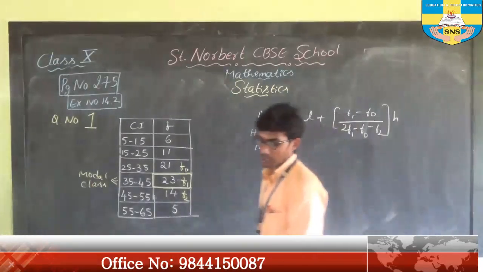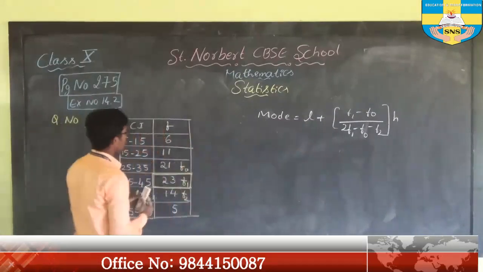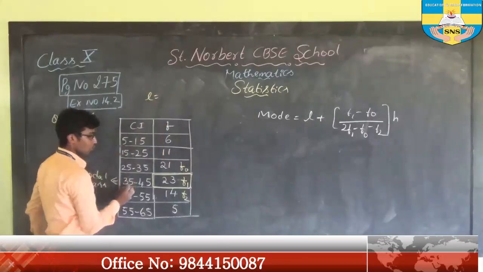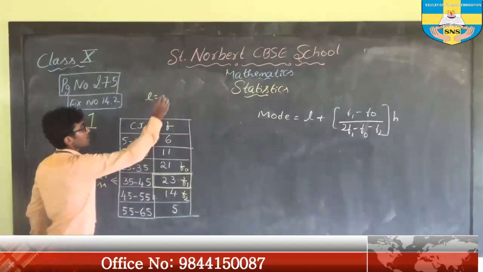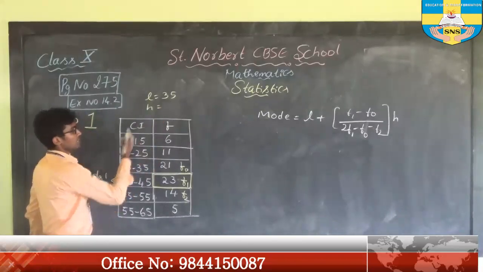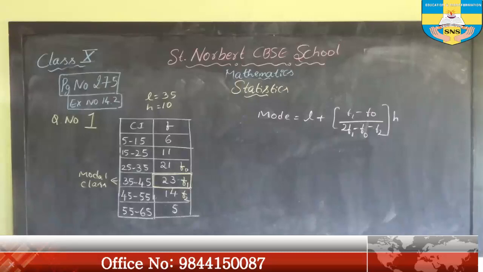Now let us try to calculate. Let us come back to this calculation. Now what is the value of L? In this problem, L is the lower limit of the modal class, that is 35. H is the class size, 15 minus 5. 10 is the class size. F1, F0, F2, everything is there.